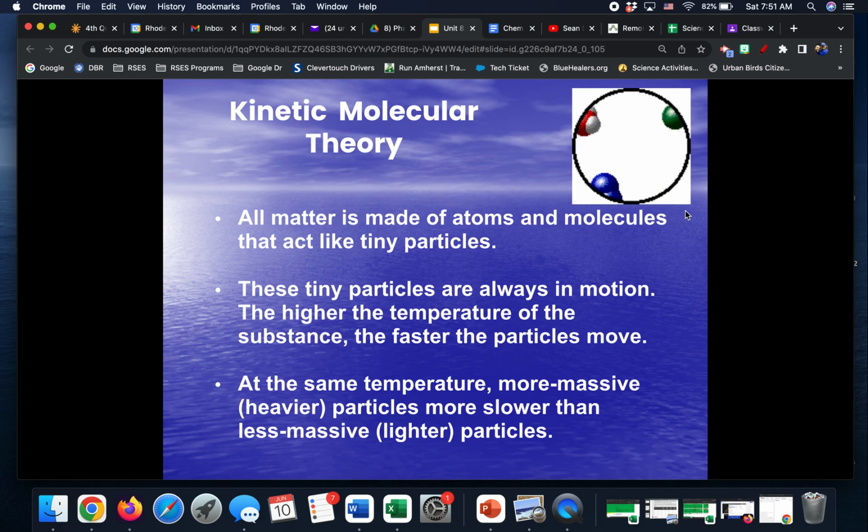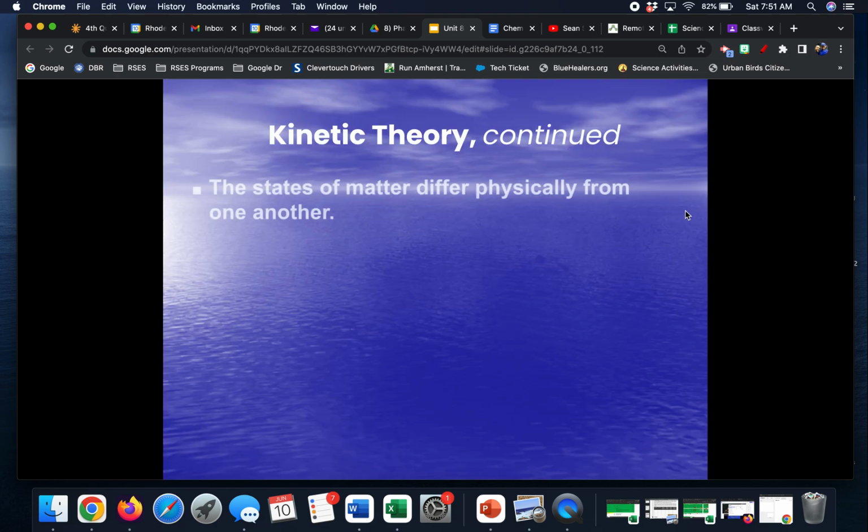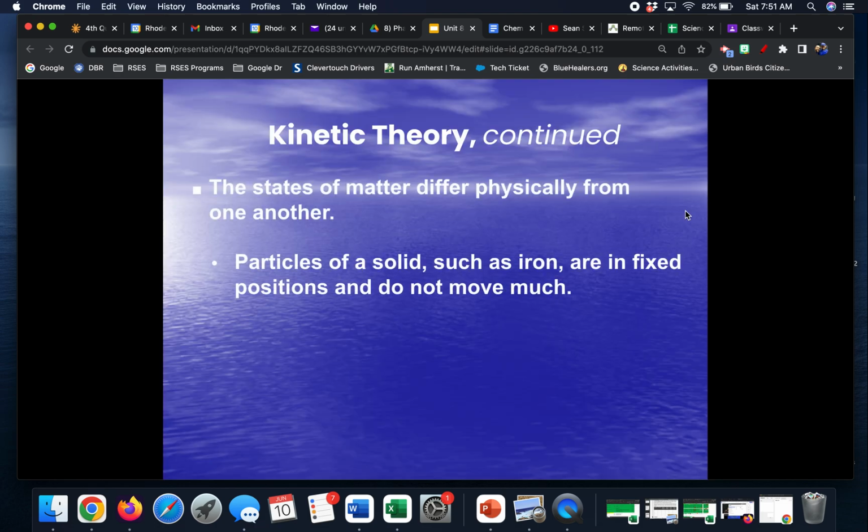The higher the temperature, the faster the particles move. At the same temperature, so if we're not changing temperature, more massive or heavier particles are going to move slower than less massive or the lighter particles, which is kind of common sense. But the key here is everything's made of little particles that are constantly moving. The higher the temperature, the faster they move.